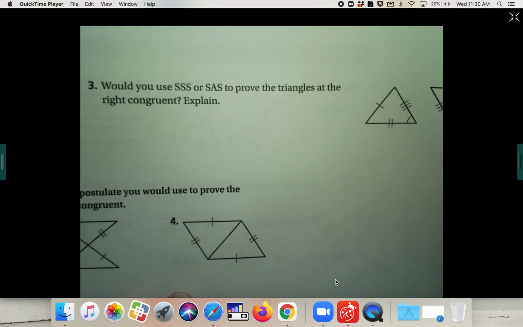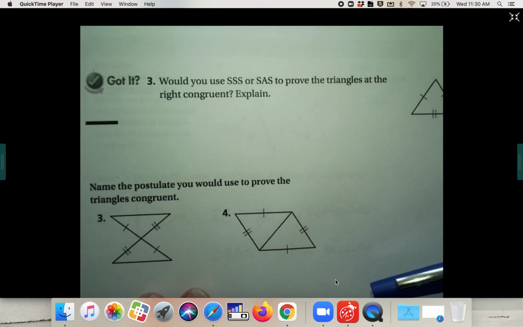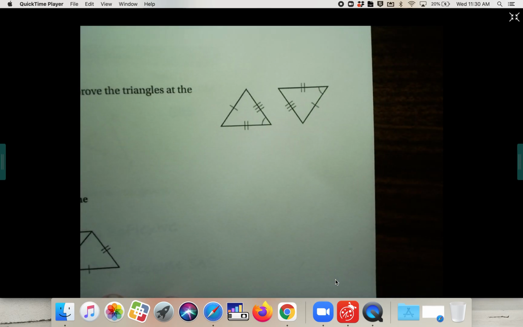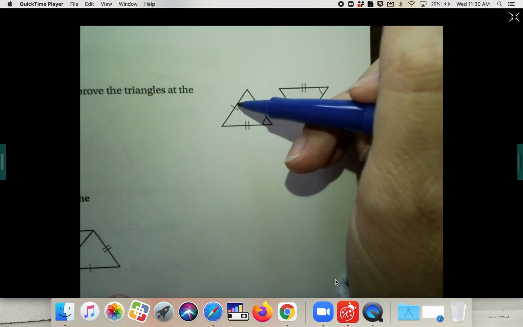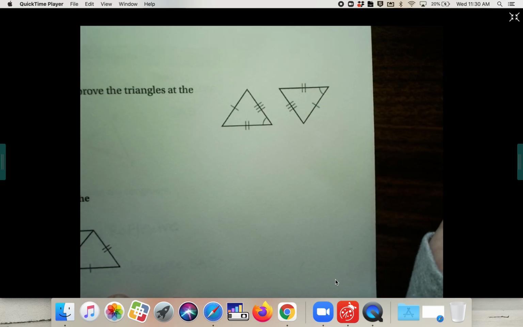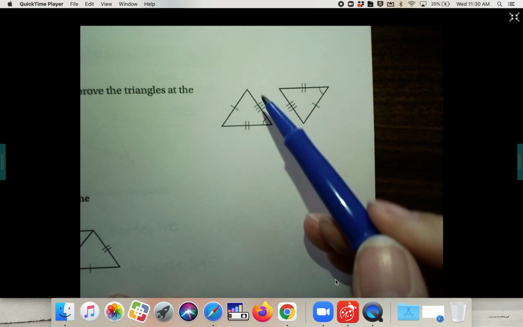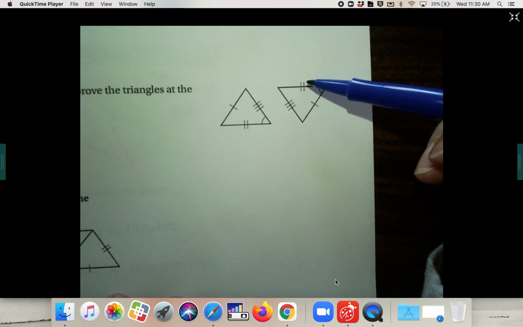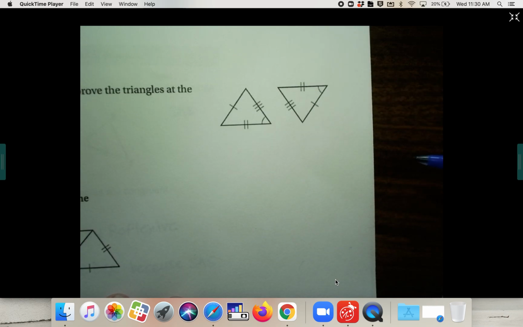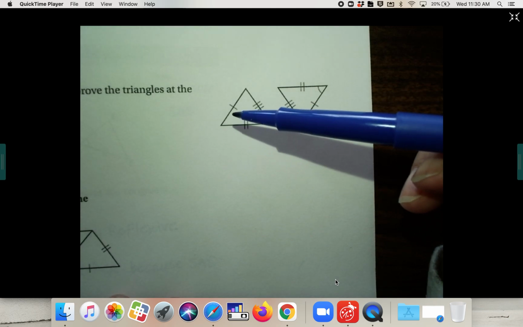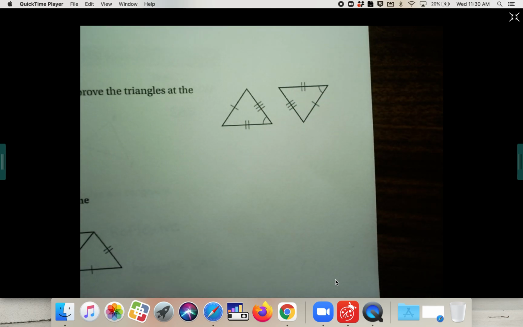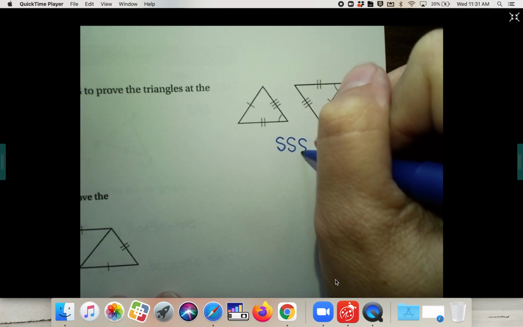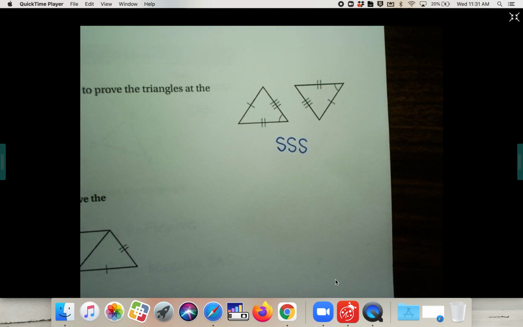All right, let's check to be sure you got it. Would you use side, side, side, or side, angle, side to prove the triangles over here are congruent? So I see that all three sides are marked, but the angle is between my 3 and 2 hash marks, and over here the angle is between my 1 and 2 hash marks. So it's actually not the same one, so the only thing that we could for sure say are the 3 sides.